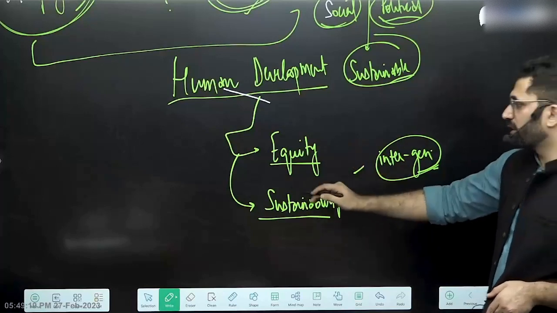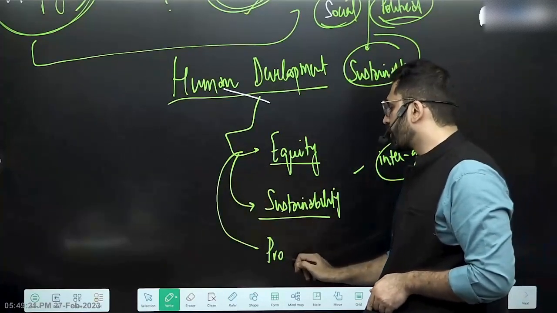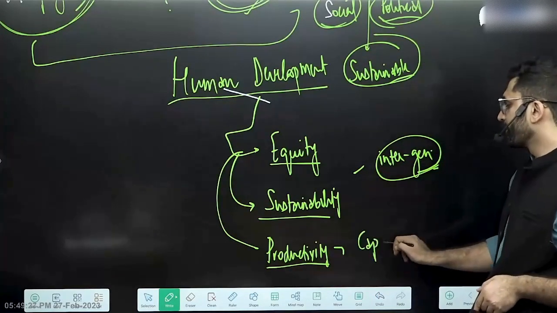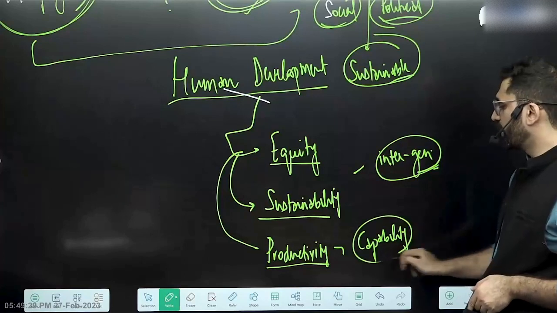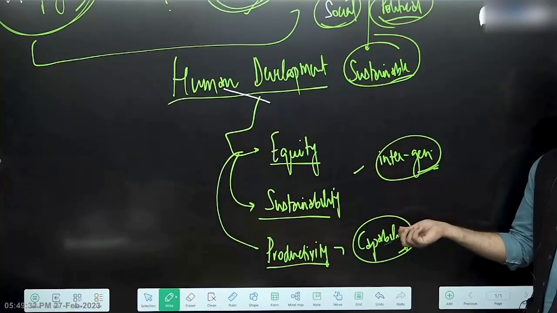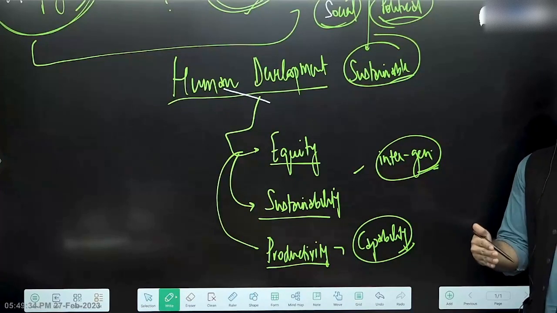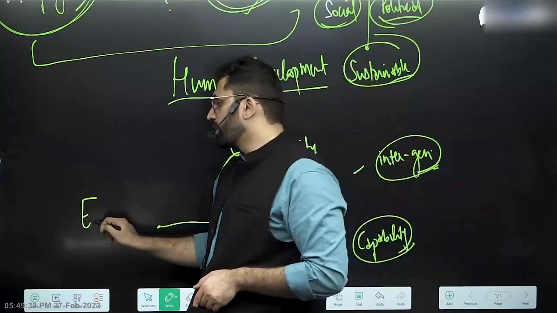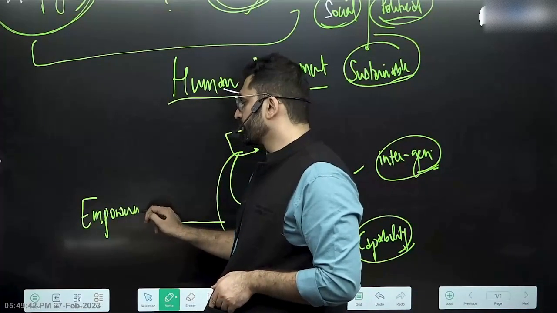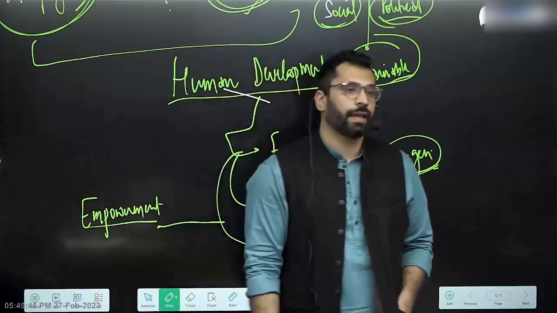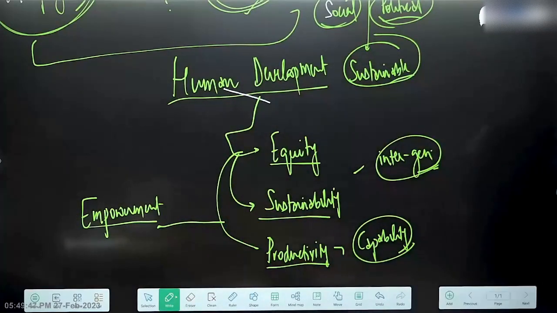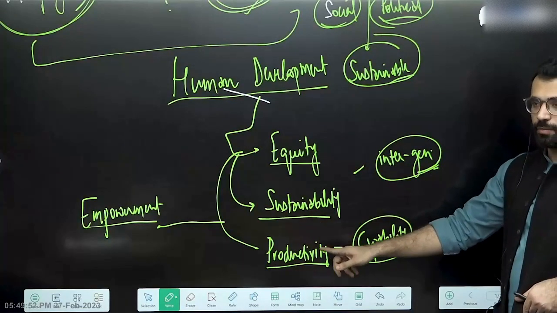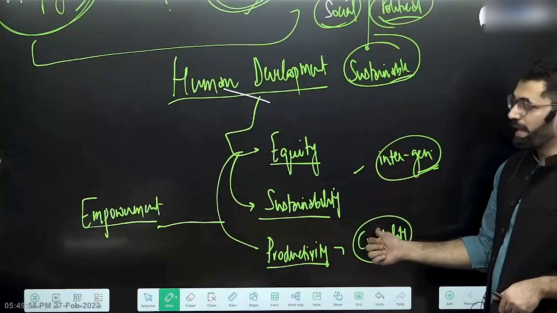So equity, sustainability, then comes your productivity, which is nothing but the capability you provide: education, healthcare, the basic skills so that people can decide what they want. They should not be dependent on someone to get it. They should have the opportunity to make their own choices. These are the 4 features of human development. It should be equitable, sustainable, productive, that is providing capability to all, and empowering them.